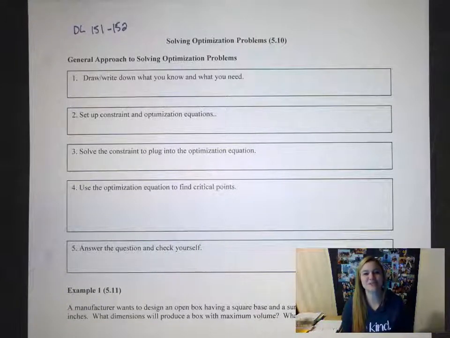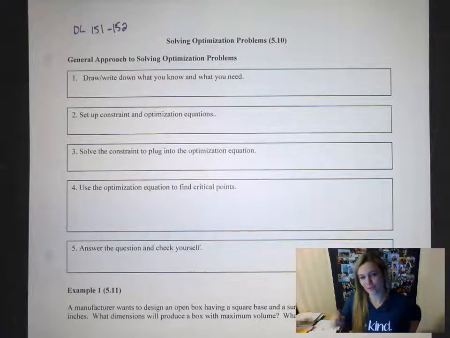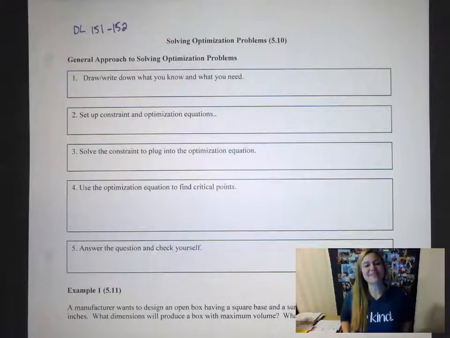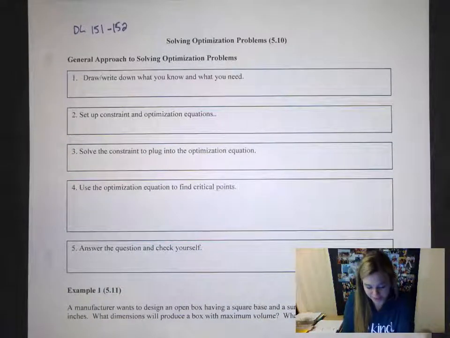Hi, it's time for some more calculus. Let's do this thing. We're going to be doing daily lessons 151 and 152. There we go. I got this. And this is all about optimization. So let's do this thing.